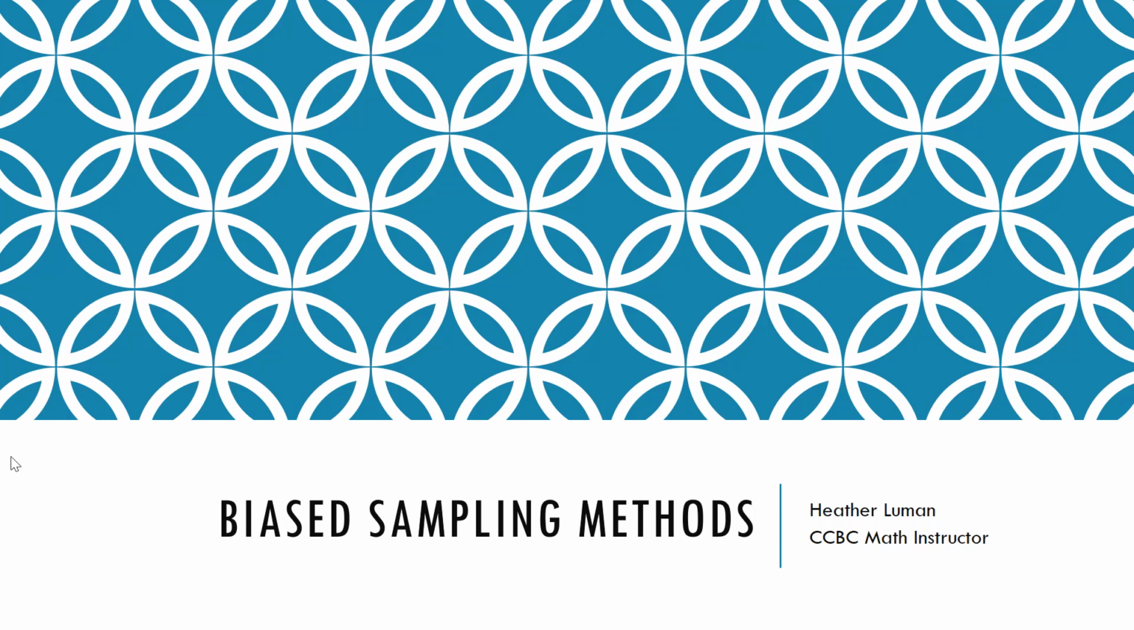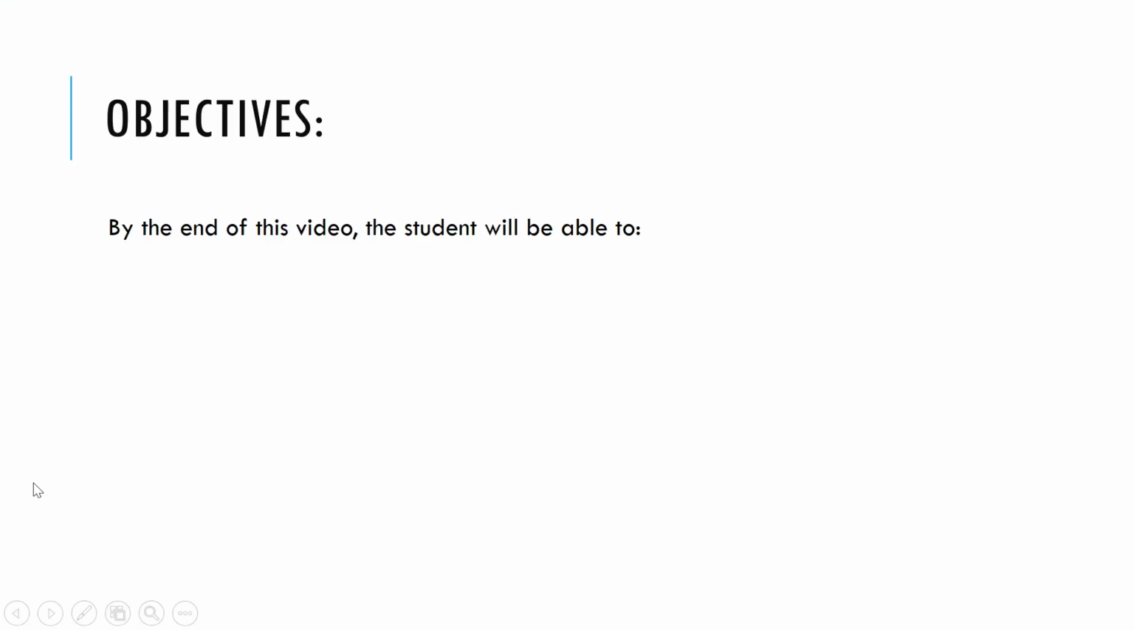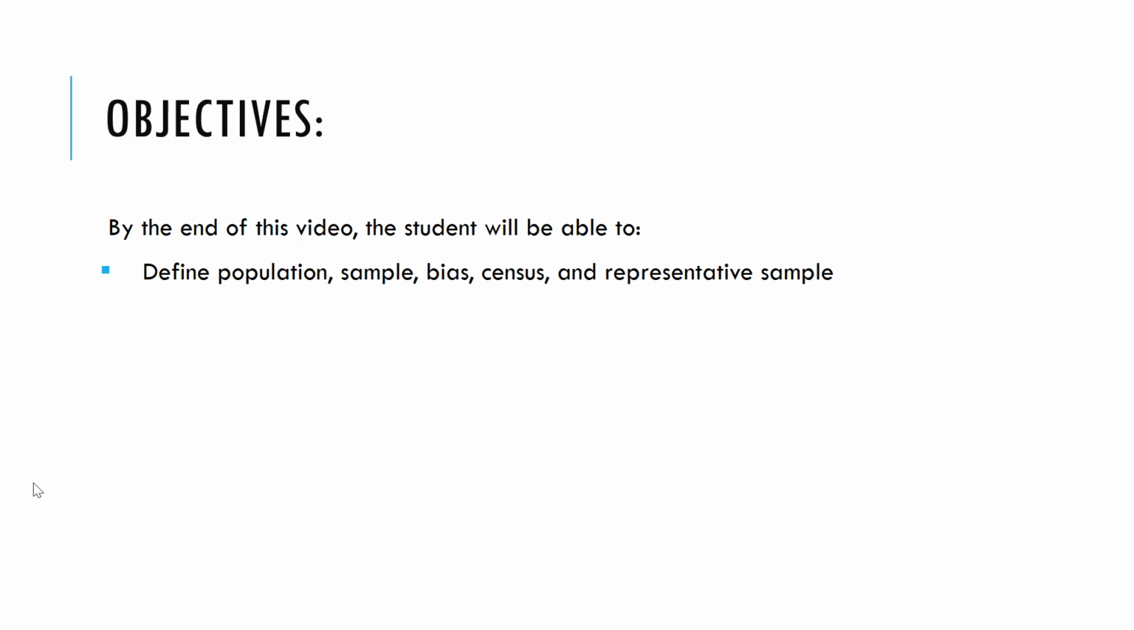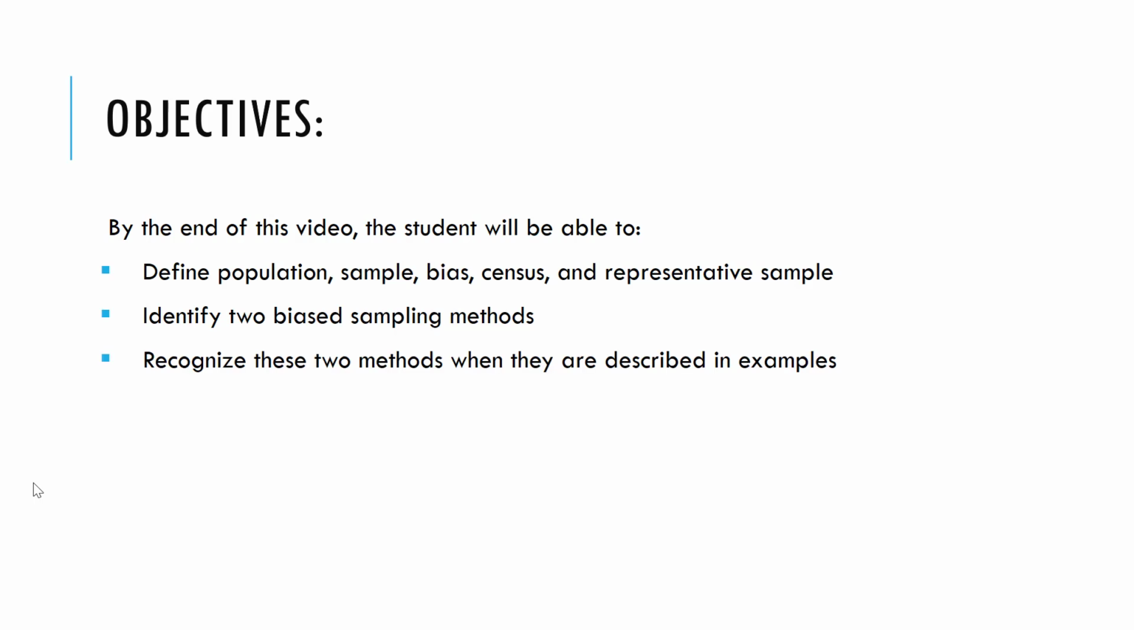Welcome to this video on biased sampling methods. By the end of this video, the student will be able to define population, sample, bias, census, and representative sample. The student will be able to identify two biased sampling methods and to recognize these two methods when they are described in examples.